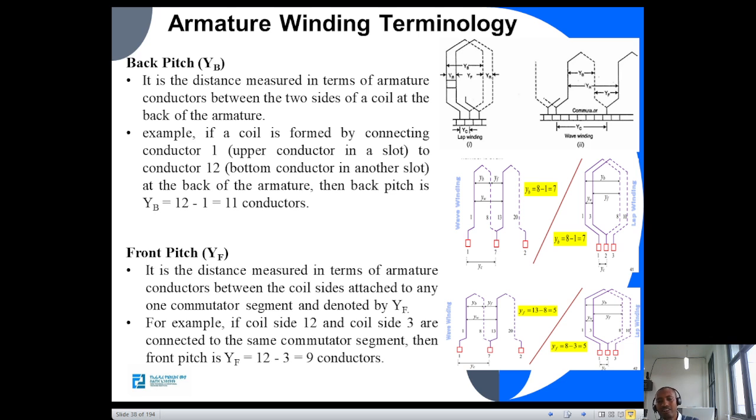And there are other terms which we need to consider: back pitch and full pitch. We're going to address this in the next section.